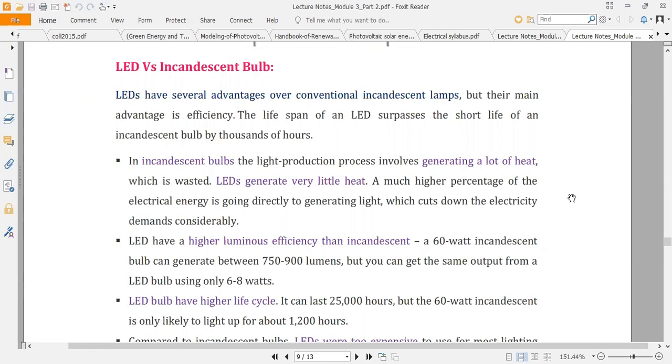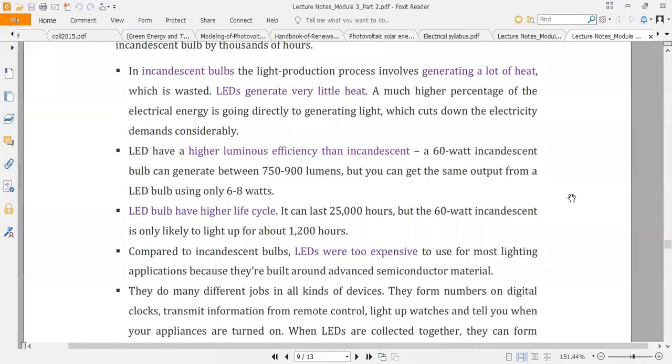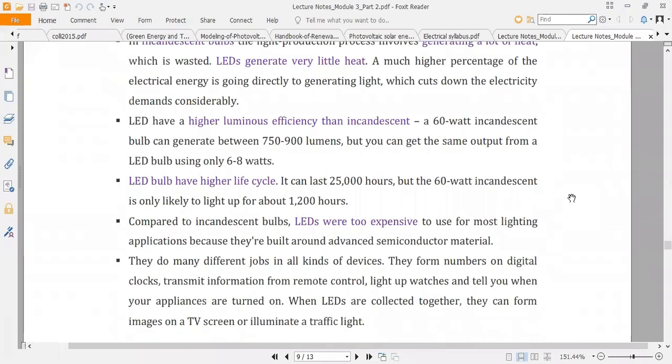LED bulb has a higher life cycle. Life cycle is also more in case of LED. Obviously, there is some disadvantage also, that the cost of the LED is more than the cost of the incandescent bulb. Okay. LED का जो भी cost होता है वो incandescent bulb से ज्यादा होता है, तो ये एक disadvantage है इसके साथ.